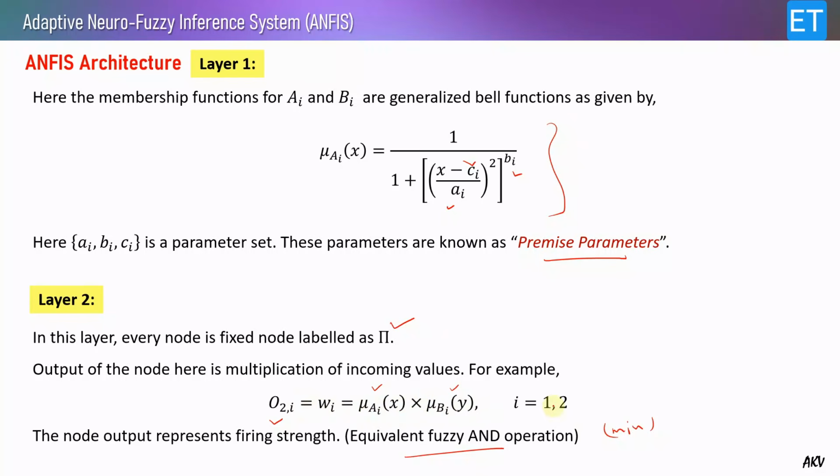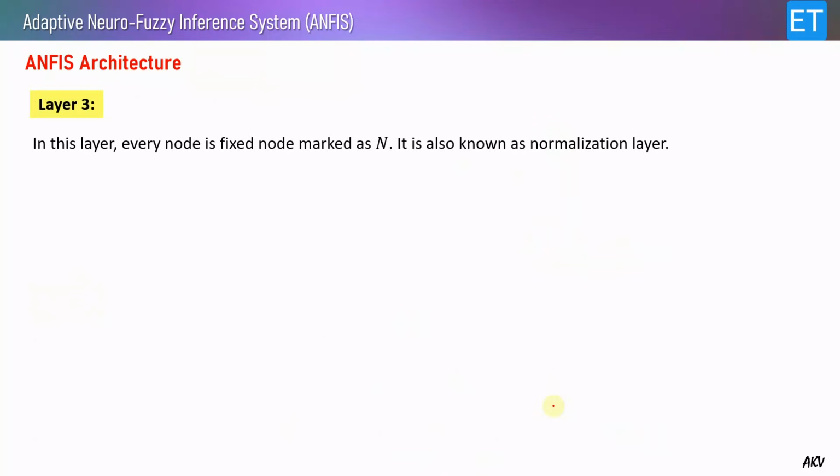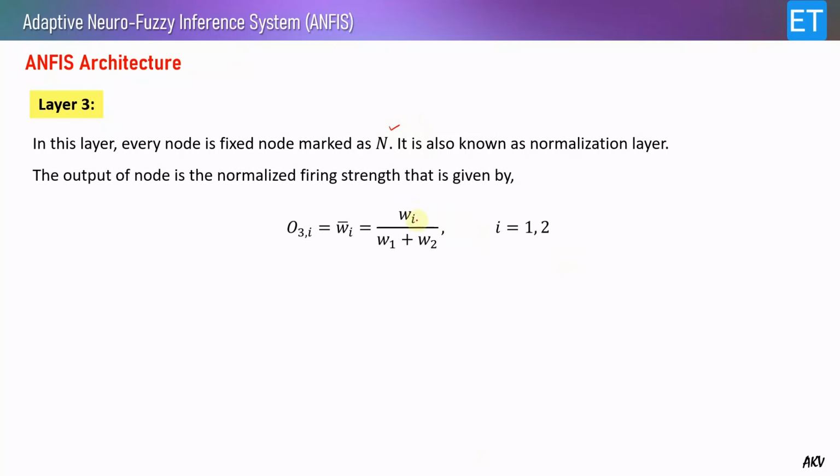And layer 3 is the normalization layer, marked by N. The normalization is done by this equation. The output of the node in the third layer is represented by Wi bar, which is equal to Wi upon W1 plus W2. So it is the output of the ith node divided by the sum of the outputs of all the nodes. That is the normalization of the firing strength.